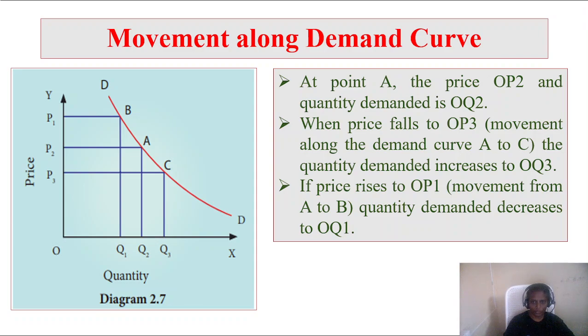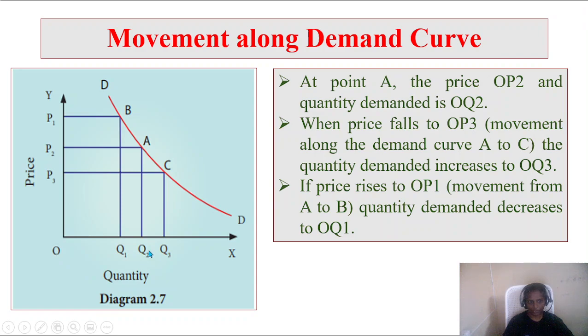Now we are going to see the movement of the demand curve because of changes in prices, and how far the demand curve will move. In the diagram, we take quantity on the x-axis and price of the commodity on the y-axis. At point A, if the price of the commodity is 0 to P2, the quantity demanded will be 0 to Q2.